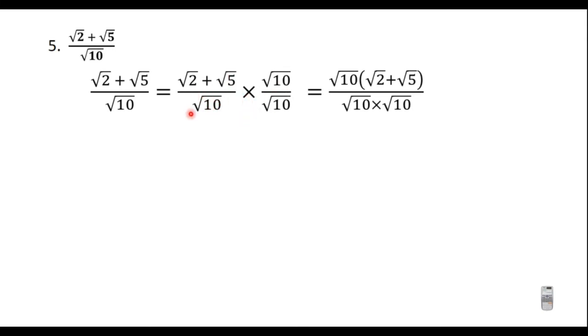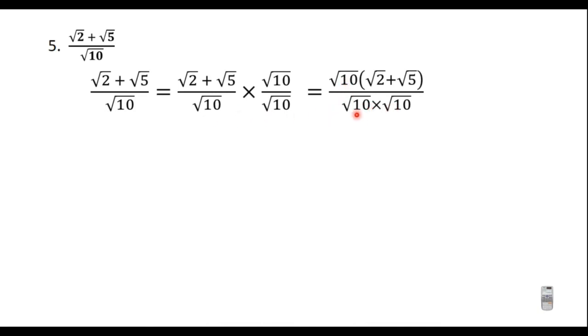The denominator here is square root of 10, so you are going to have square root of 2 plus square root of 5 divided by square root of 10, times square root of 10 divided by square root of 10. So you multiply square root of 10 with what is on the numerator here. Now remember, we have a binomial here. We have two terms here. So you put them in brackets, then you multiply it with the term outside the bracket.